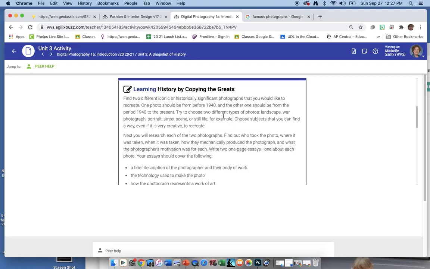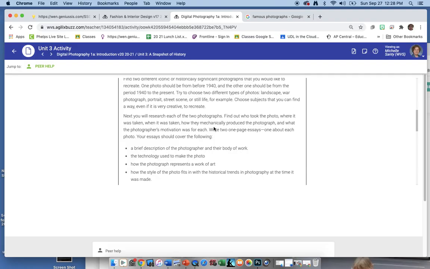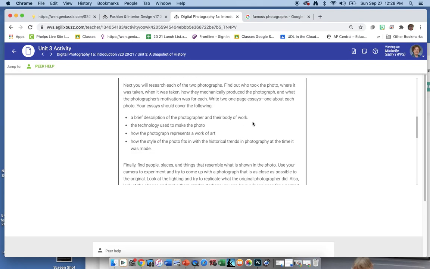So try to choose two different types of photos: landscape, portrait, street scene, or still life, for example. Choose subjects that you can find a way, even if it's very creative, to recreate. So if you find something and you like it, but you don't think you can recreate it, don't use that photo. All right? Use something that's going to be simple to recreate. It doesn't have to be hard.